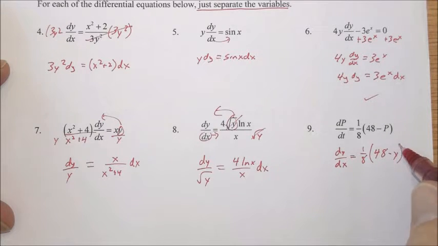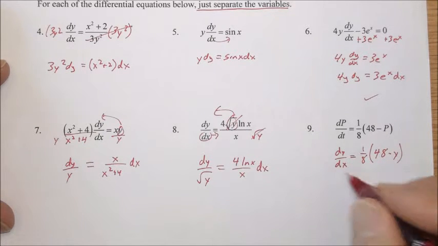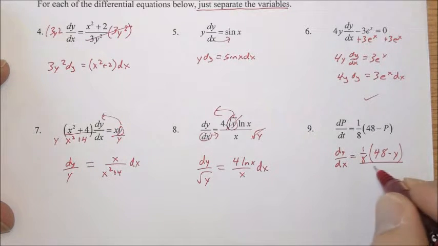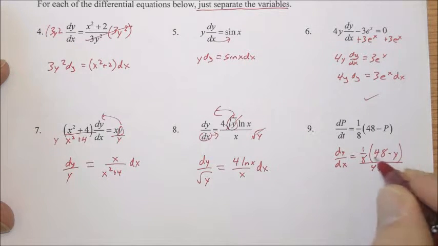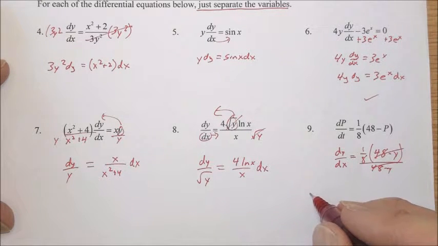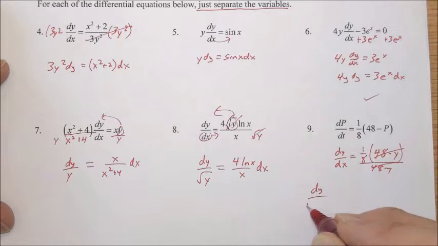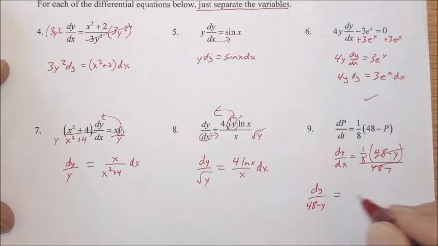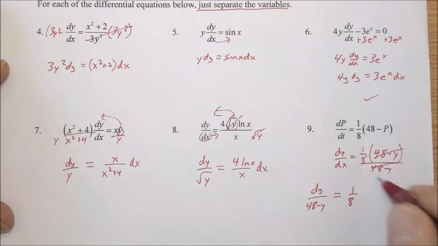Now, what do we have to move? The 48 minus y and the dx. So we have to divide by 48 minus y in order for those to go away. So we're going to end up with dy over 48 minus y, and on the other side we have the 1/8 and the dx moves over. We're done.